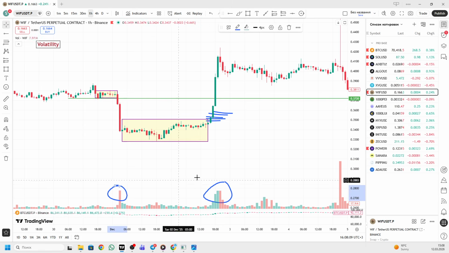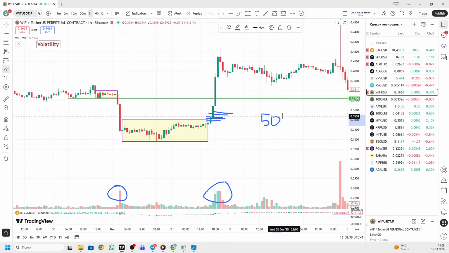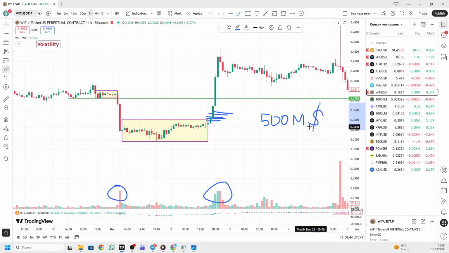Like this. Let's drop them down. And this is called the accumulation phase, or consolidation. This is where the big players operate. Think about it this way. Just imagine a large participant, for example, let's imagine he has $500 million. Let's say like this, $500 million to deploy for his trade.